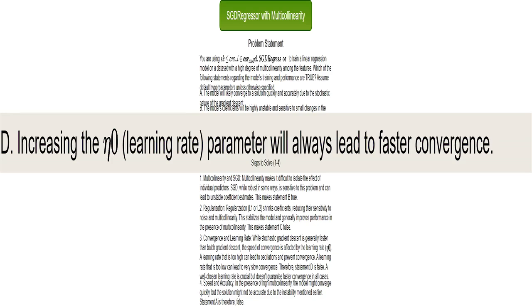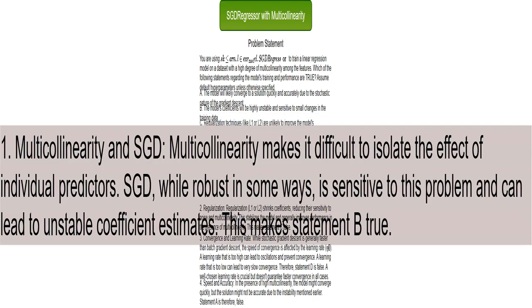I'll break down the problem into 4 steps to show how I determine which statements are true or false about the behavior of the SGDRegressor in the presence of multicollinearity. Here, I explain the core issue. Multicollinearity creates instability in the coefficients that SGDRegressor estimates. The algorithm struggles to distinguish between the effects of highly correlated features. This directly supports why statement B is correct.